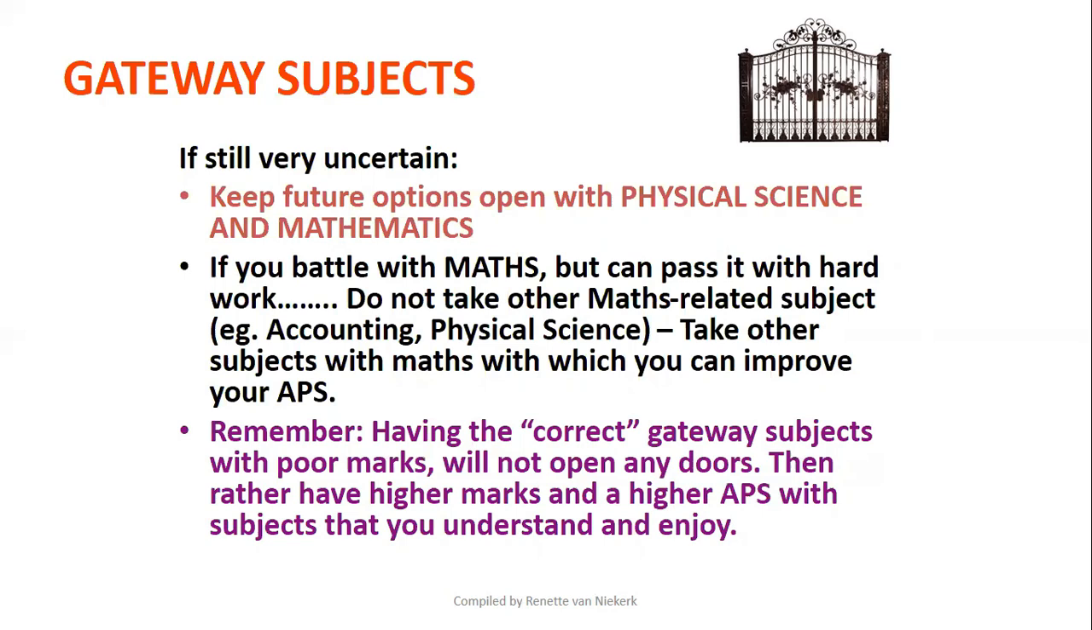But if you battle with your maths at the moment, but you want to take mathematics, then I would recommend that you do not take them with other maths related subjects such as accounting or physical science, but rather take it with subjects that you find a little bit easier or that you are interested in, which you can perform well in, in order to improve your APS. Because remember, it does not help to have the correct gateway subjects, but you do so poorly in maths and physical science in the end that you could just as well have taken other subjects in which you could have done better and got a higher APS score.